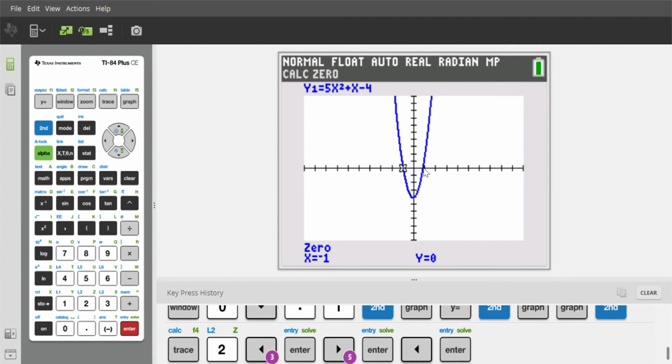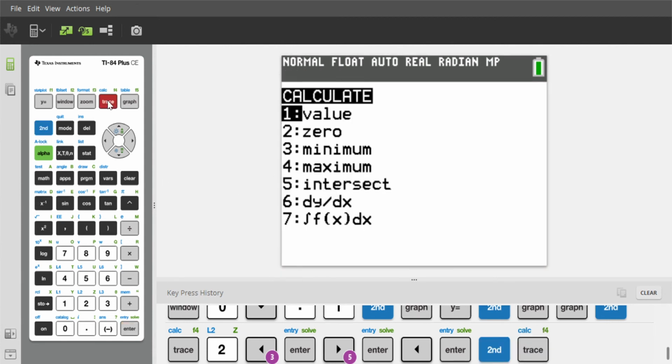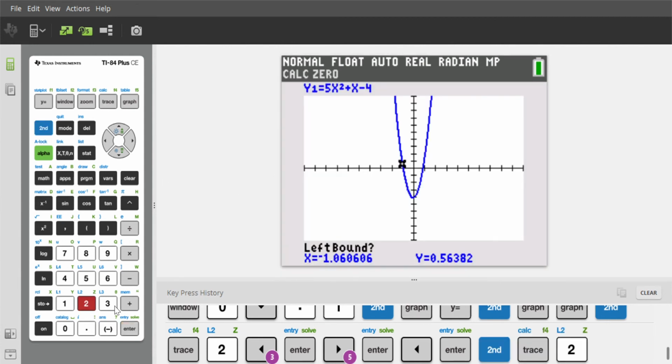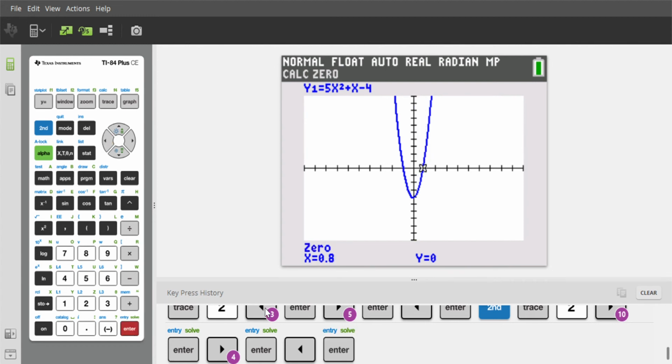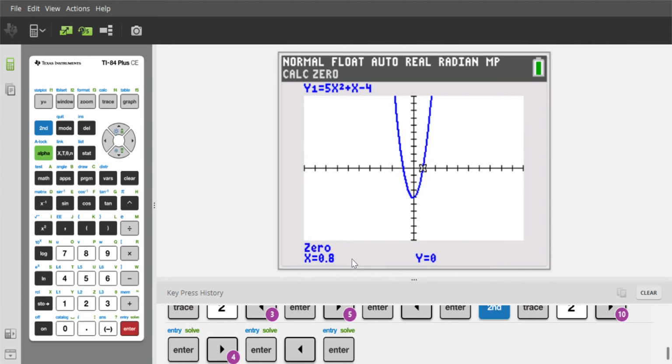I need to find this one as well, so I've got to calculate that 0 again. And I get to the left of it, and typically you want to be past that vertex, push enter. To the right of it, push enter. And I'm going to shimmy back to where I think it is, push enter. And notice I get 8/10. So that's how you're going to find your two zeros. Now notice that is in tenths.